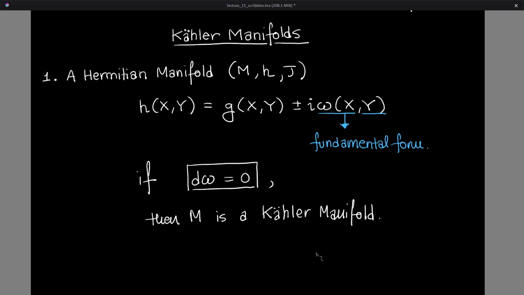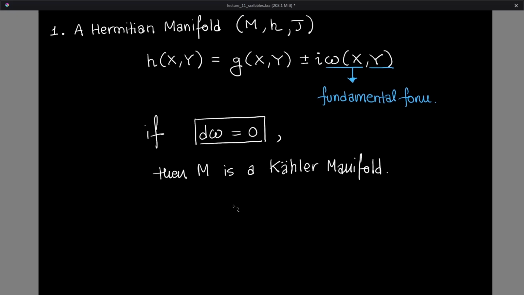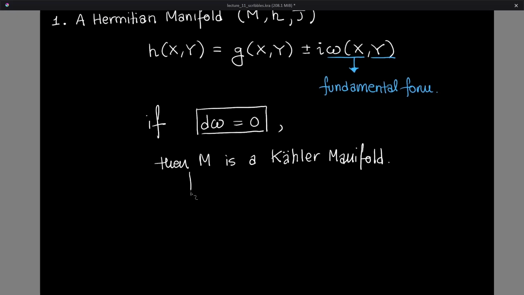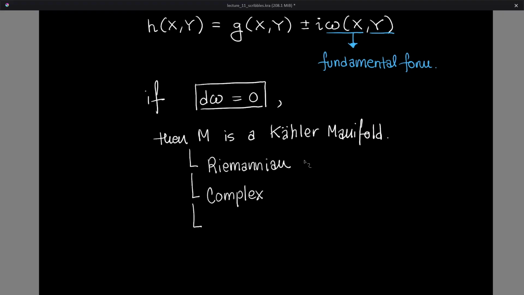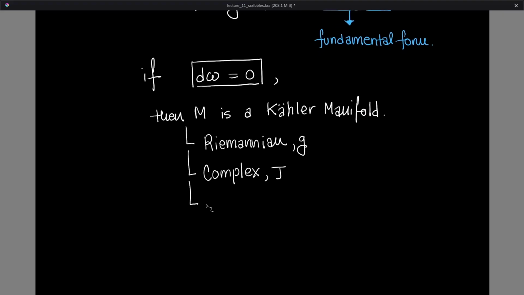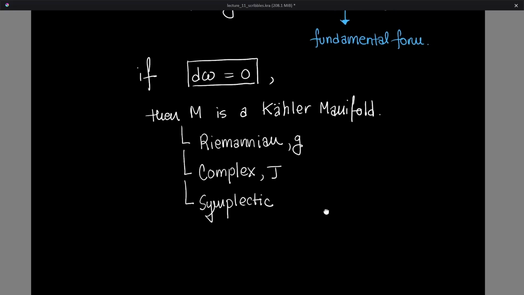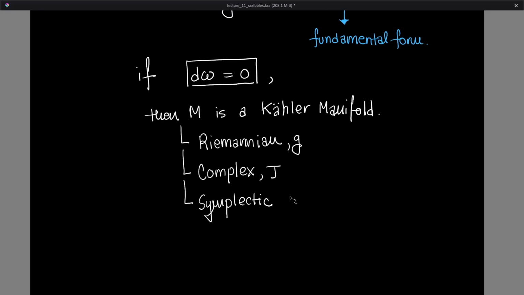So that's what we said. And if M is a Kähler manifold, then it has now three structures. It has a Riemannian structure, because it has a metric G. It has a complex structure due to its integrable almost complex structure J, and it now has a symplectic structure because it has a non-degenerate antisymmetric 0-2 tensor that is now closed.